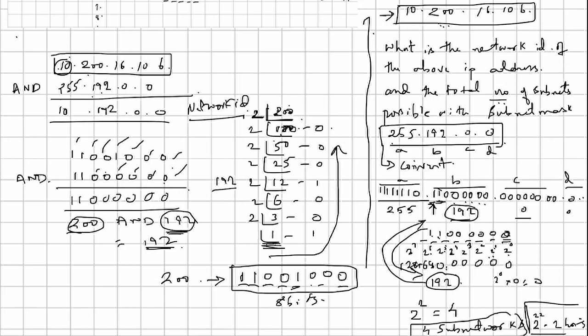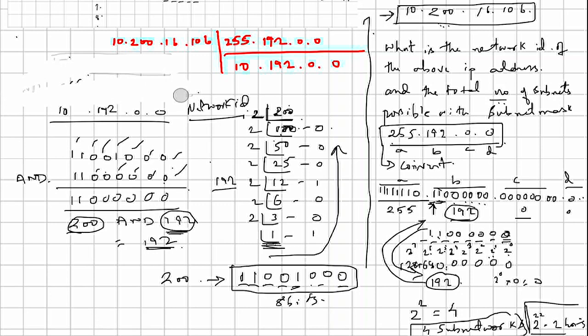So we will take this network ID. I am writing it here. 10, this is the actual IP address, 10.16.106. The network subnet mask is 255.192.0.0. The network ID is 10.192.0.0. I am removing all these things.